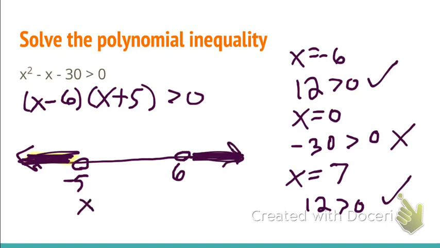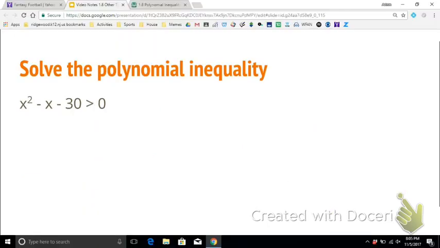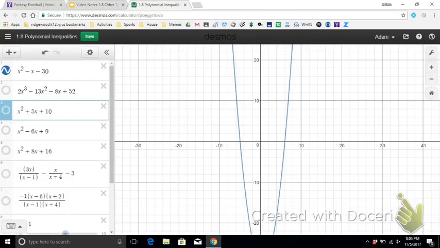So our final answer is if x is less than negative 5 or greater than 6, it's a solution to this polynomial inequality. Now, just to further understand what we did, let's look at the graph. So here we have it on Desmos. In blue is x squared minus x minus 30. And you'll see it crosses the x-axis at our two what we call critical numbers.